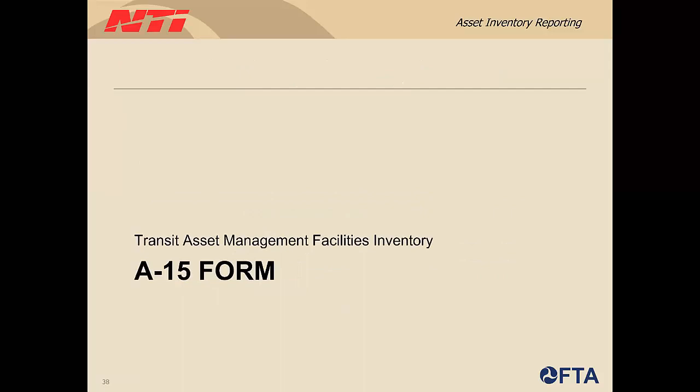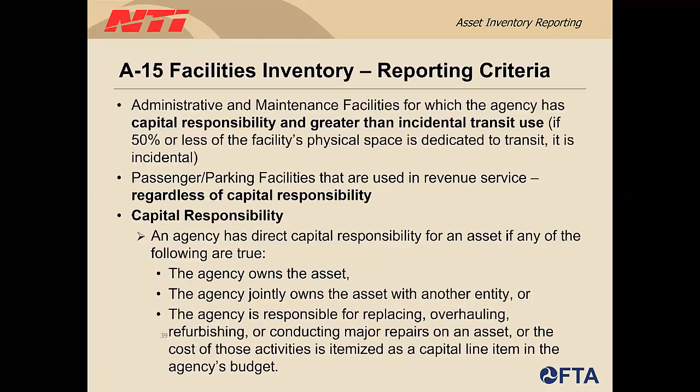The next form we're going to review is the A15 Transit Asset Management Facilities Inventory form. So this was a new form in report year 2018. The A15 form collects basic information on passenger facilities as well as admin or maintenance facilities. On this form, you will report admin or maintenance facilities for which you have capital responsibility, and the use of the facility for transit is greater than incidental. You will report all passenger and parking facilities used in revenue service, regardless of your capital responsibility.